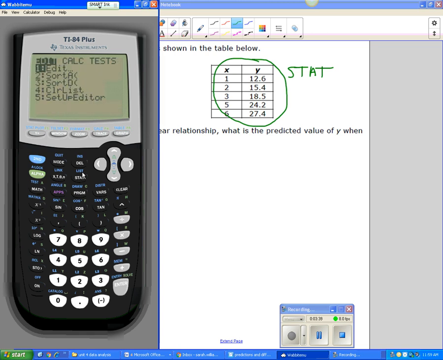Then we'll hit stat again, go over to calc, down to number 4. Enter, enter, enter. Today I want you to go 3 decimal places.